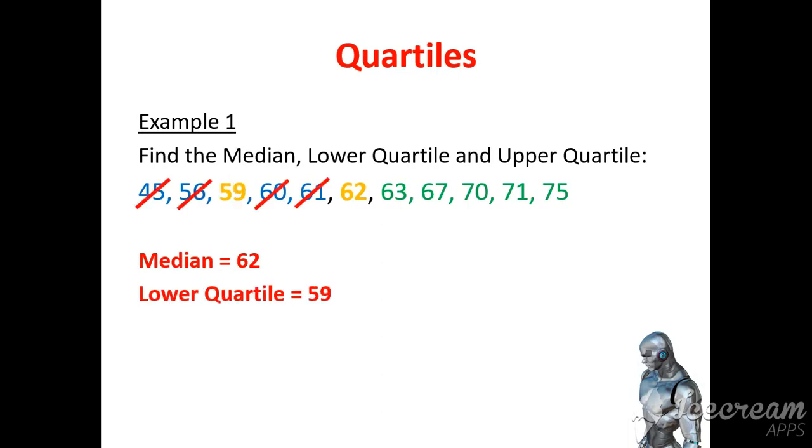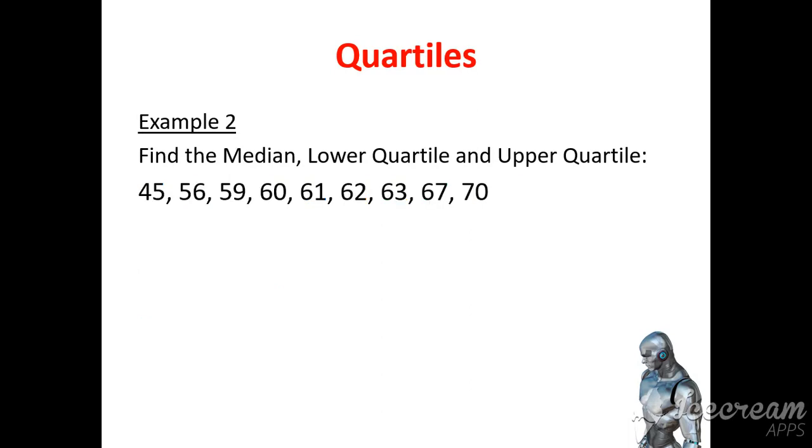One off bottom, one off top, one off bottom, one off top. The middle number of that group is 59. That gets called our lower quartile or LQ. Now we can turn our attention to the upper group, to the right of 62, and find the middle. One off top, one off bottom, one off top, one off bottom. We can find that middle number, which is 70, and we call it the upper quartile or UQ. So for example 1, that's quite a simple scenario. We can find the median in the middle, and then the lower quartile and upper quartile again in the middle of each of those groups.